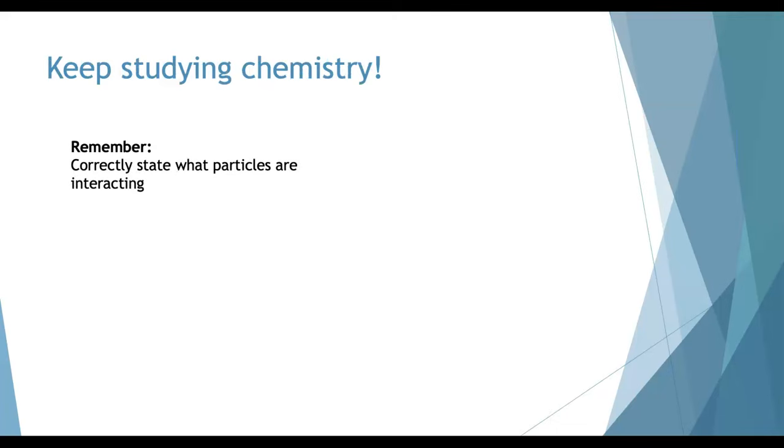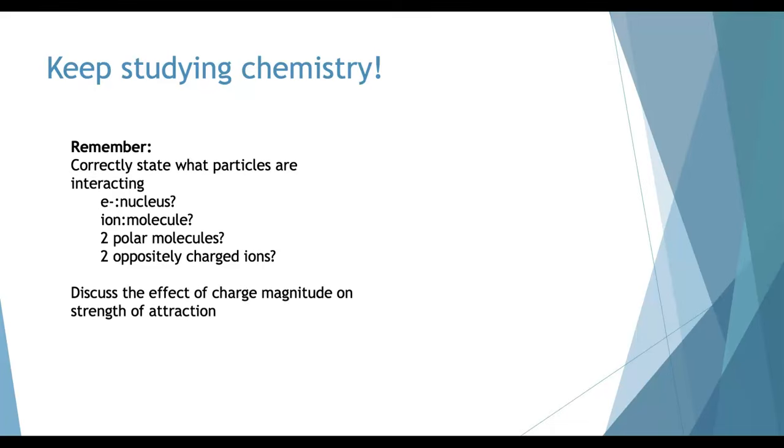Let's just wrap up with some key points here. You want to make sure with these kinds of questions involving Coulomb's law that you correctly state which particles are interacting. Is it an electron to the nucleus? Is it an ion interacting with a molecule? Is it two polar molecules? Is it two oppositely charged ions? Make sure you identify that correctly, because if you don't, you're not going to be able to get credit for your answer. You want to then discuss the effective charge magnitude on the strength of attraction. Remember, it might be an actual ion or it might be a partial charge in a polar species.